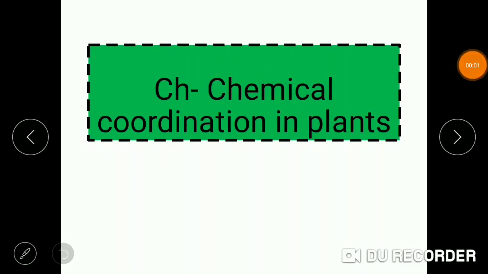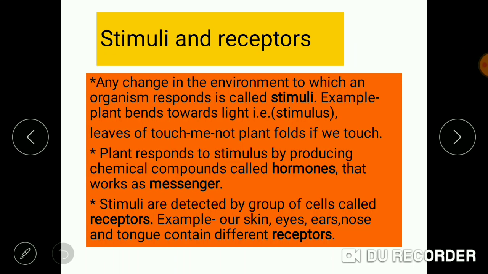Hello students, in today's class we'll be studying chemical coordination in plants. The first topic of this chapter is stimuli and receptors. A stimulus is any change in the environment to which an organism responds. For example, when the plant bends towards the light, light is acting as a stimulus.